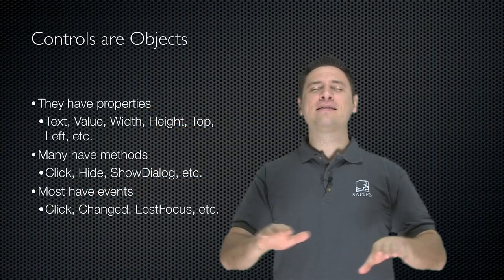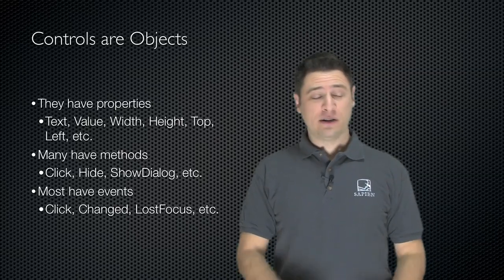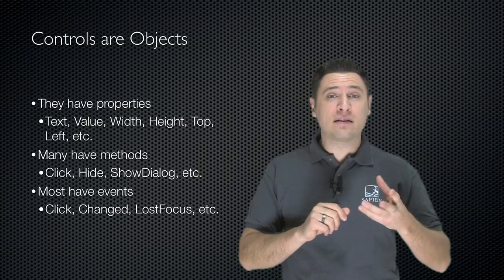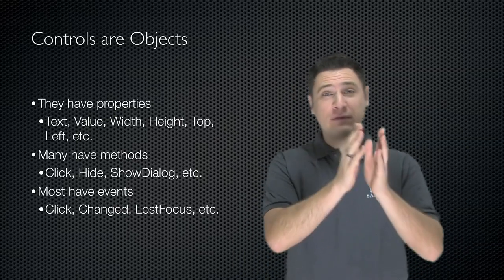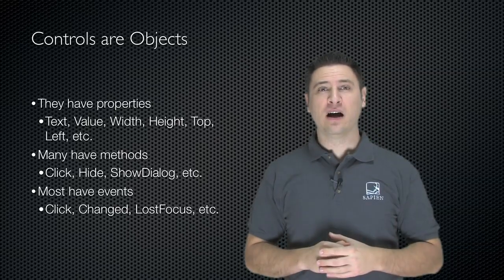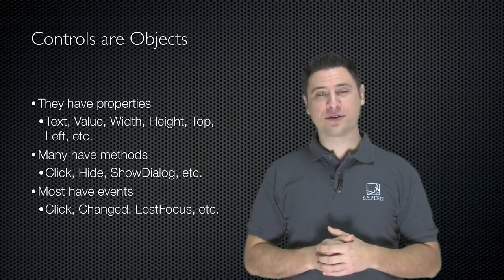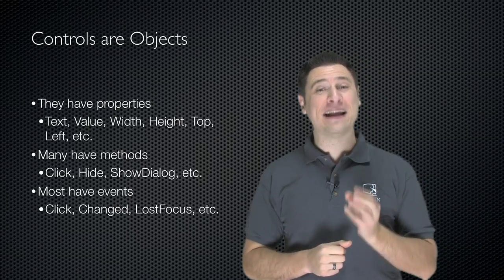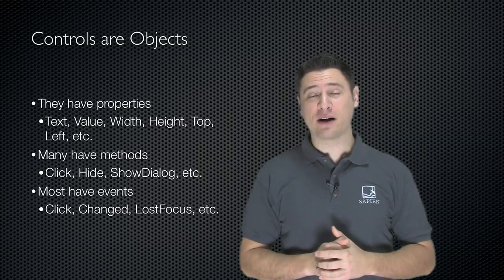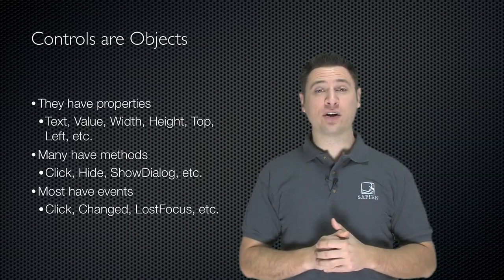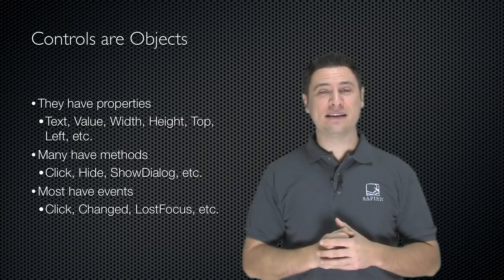Just like everything else in Windows PowerShell, controls are objects. They have properties like text, value, width, height, top, left. Width, height, top, and left are important because they control the control's position. Many of these controls have got methods too, like click or hide or show dialog and so forth. And some of them have events. It's like change, which tells you when the contents of a text box have changed, or click, which tells you when a button has been clicked upon or not. And you're going to react to these events.